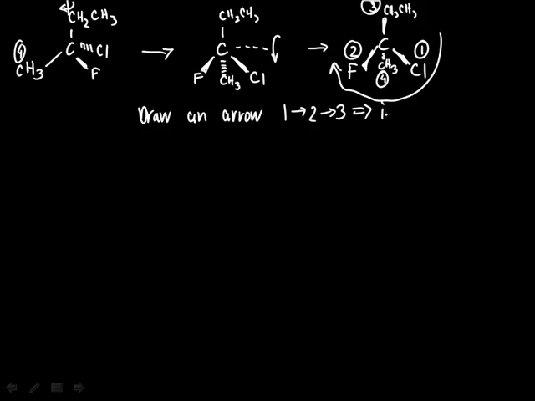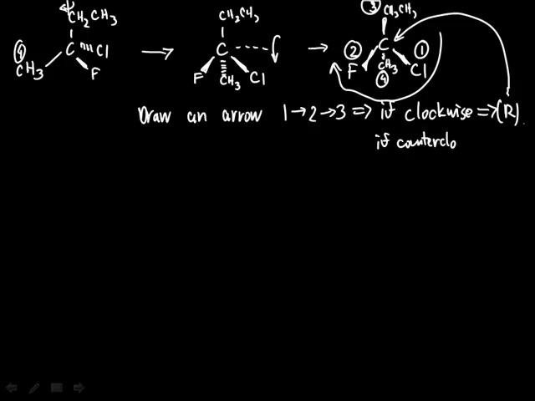And if in drawing this arrow we go clockwise, then we will assign this carbon an R prefix. But if we go counterclockwise, as we did in this case, we will assign this carbon an S prefix. And these words come from the Latin rectus and sinister, which mean right and left.